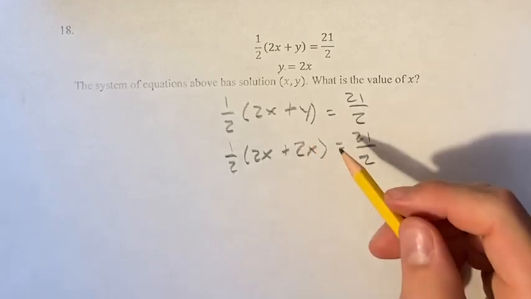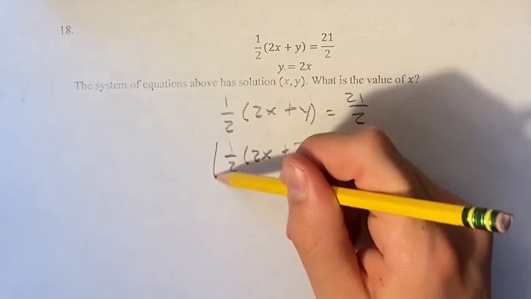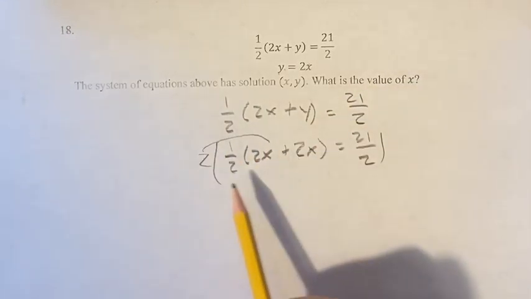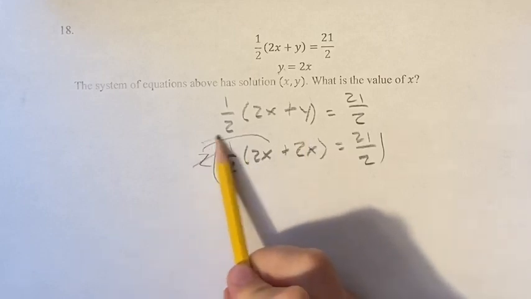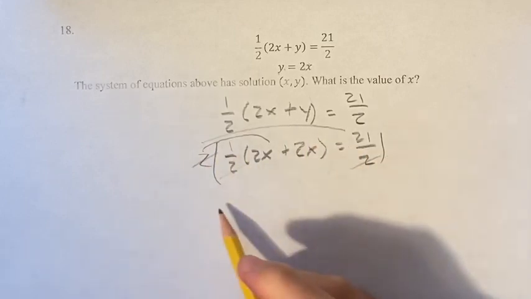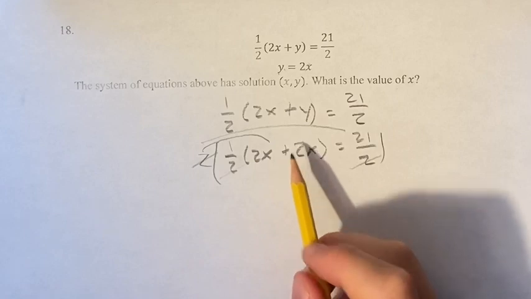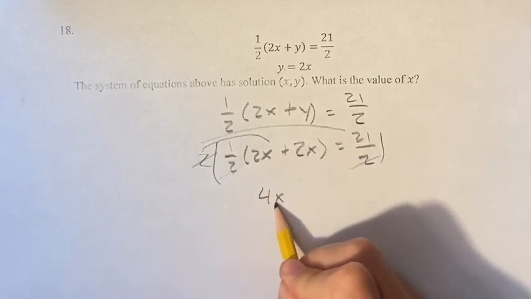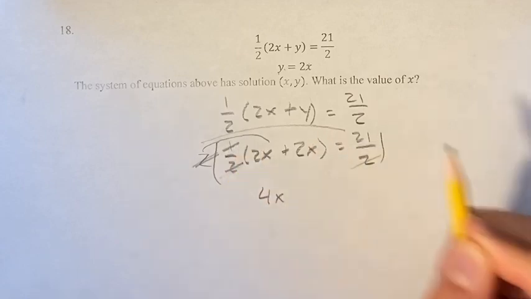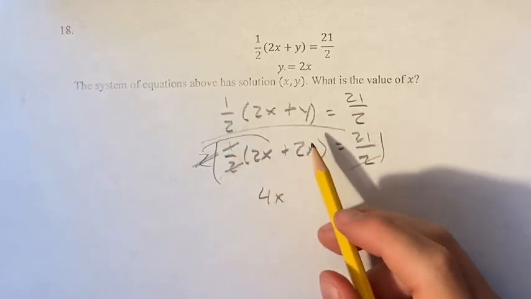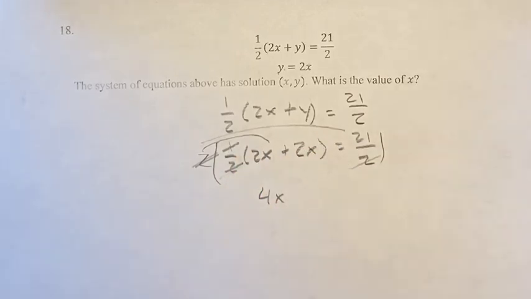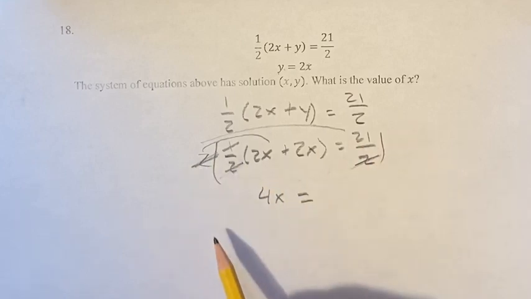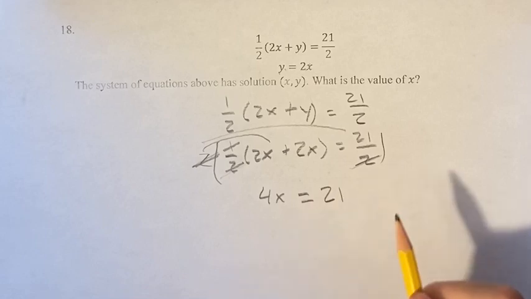So, first thing we can do is multiply everything by 2. That'll get rid of these fractions, right? On this side, you get 2 over 2, so that cancels. Same thing, 2 over 2, that cancels. So we get 1 times this, so just this. So 2x plus 2x is 4x. And then on this side, the 2 and this 2 cancel, and we're left with 21.